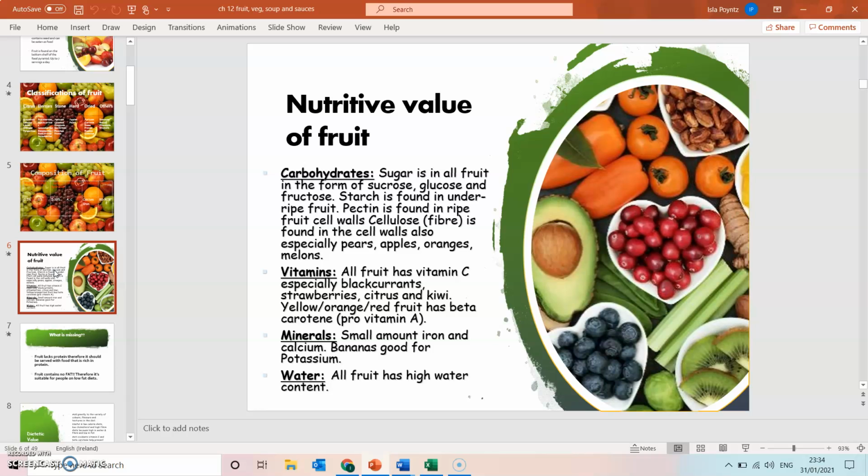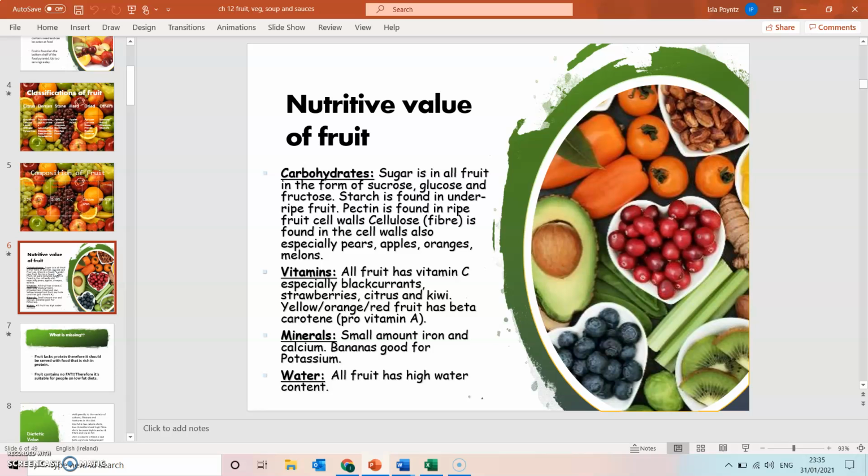Cellulose or fiber is found in the cell wall. Okay, so that's very important. All of that information is very important. And those words like sucrose, glucose, fructose, starch, pectin, cellulose, they're all very important words that you would need to give in an answer. Vitamins then, all fruit has vitamin C.